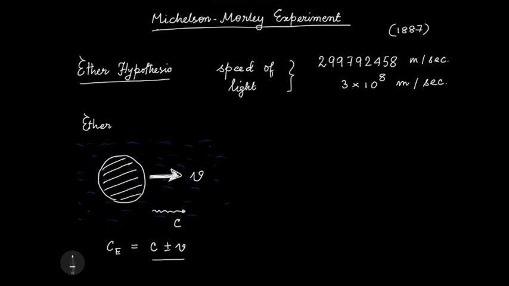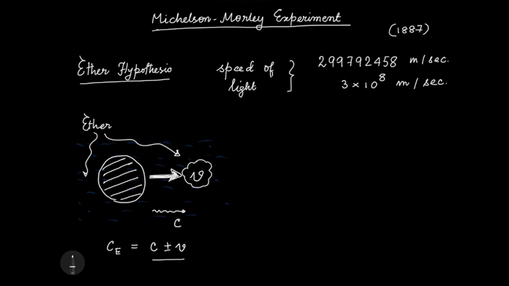And then Michelson and Morley in 1887 devised an experiment which uses this ether hypothesis, that ether is everywhere, to figure out the velocity or the speed of earth with respect to ether. So that was their aim, and we learn about how to do that using their experiment.